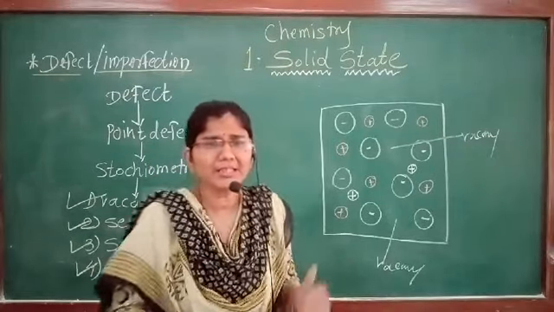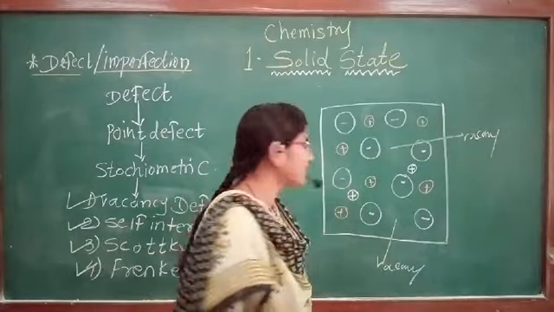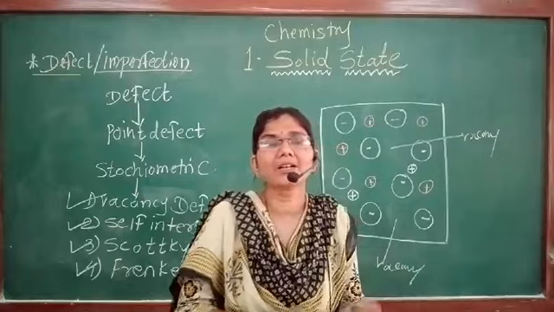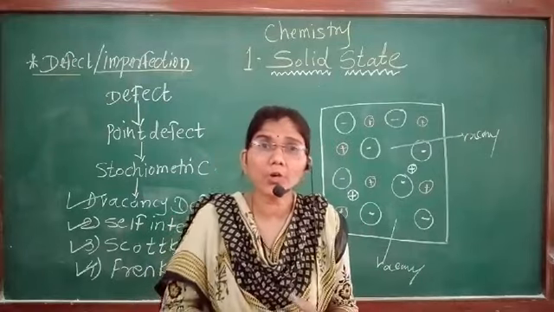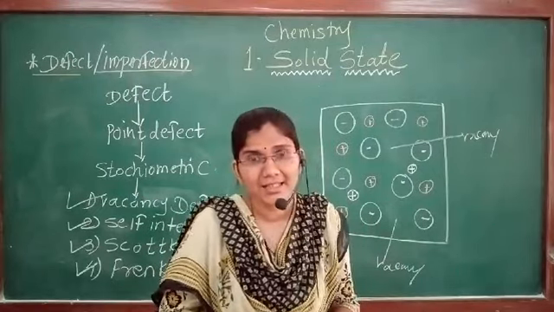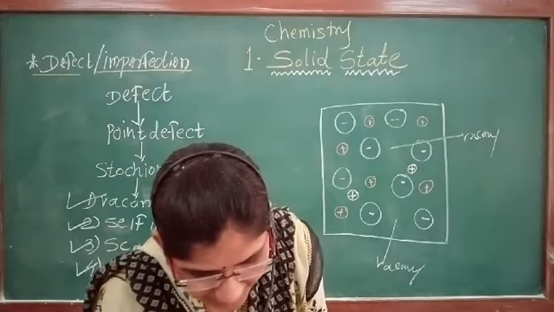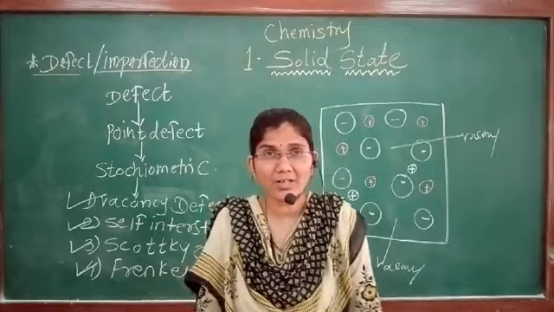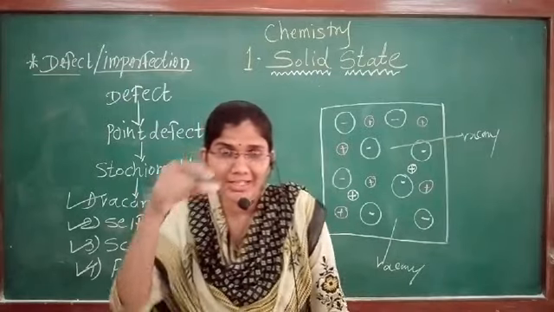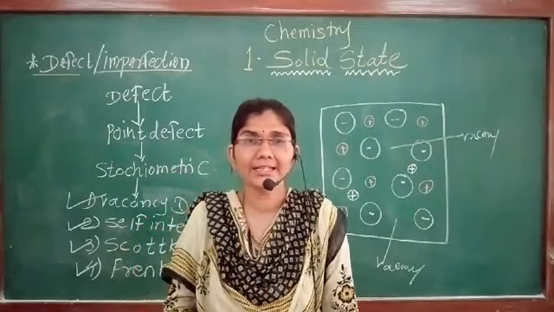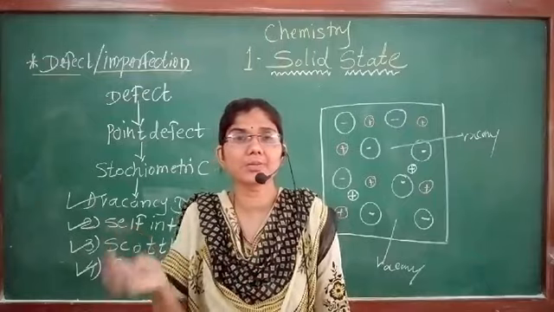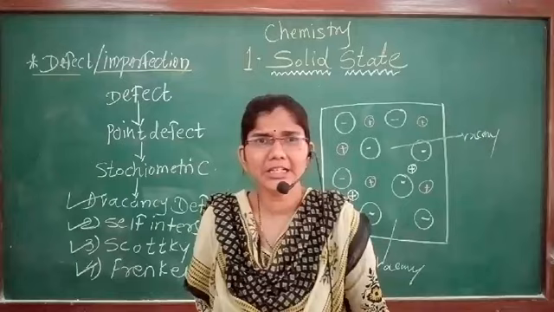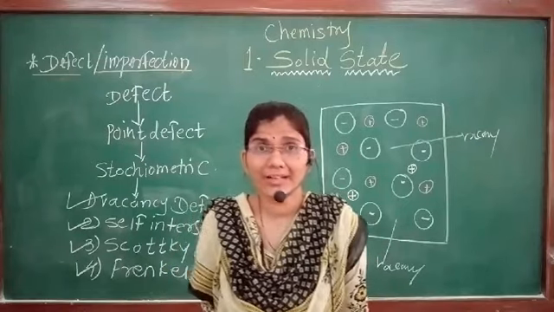So, what are the conditions for the formation of the Frankel defect? A low coordination number is required, the low coordination number of the ions. Then the second one, a large difference between the size of a cation and anion, because the cation loses its regular position and goes into the interstitial site. So, these are the conditions for the formation of the Frankel defect.